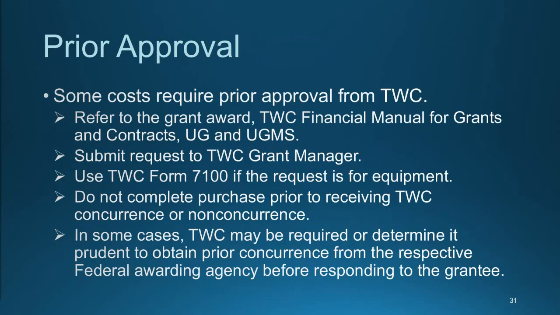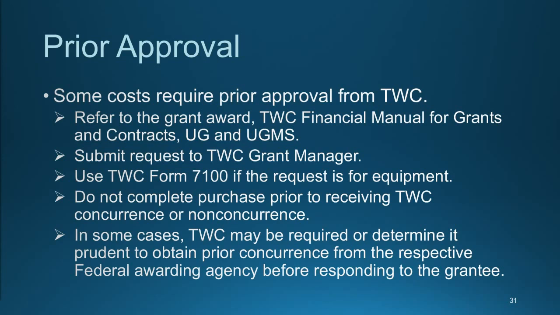Prior approval. Some costs do require prior approval, and as I mentioned, the Uniform Guidance and UGGMS do specifically point out prior approval requirements for certain costs. The entity that has to approve those varies. So if you come across a cost that says it has to be approved by the pass-through entity or the federal awarding agency, those costs need to come to TWC. It also needs to come to TWC, of course, if it says that prior approval from TWC is required. That's obviously going to come to TWC.